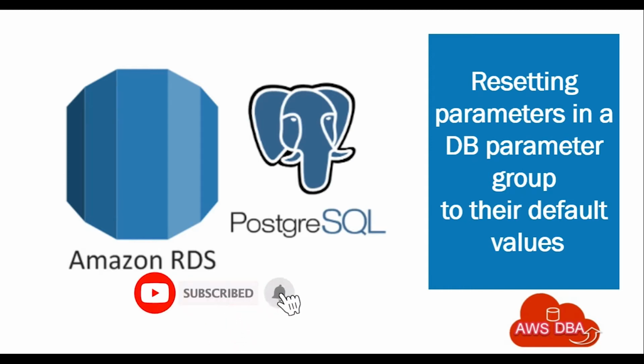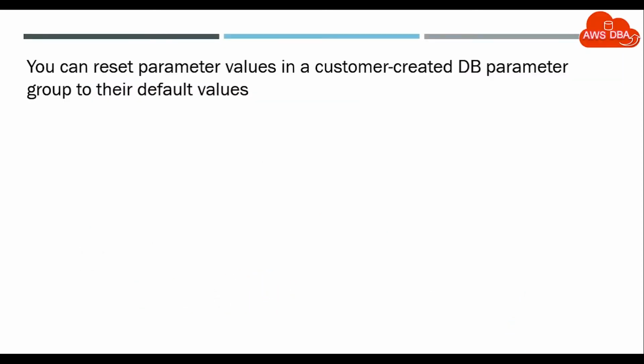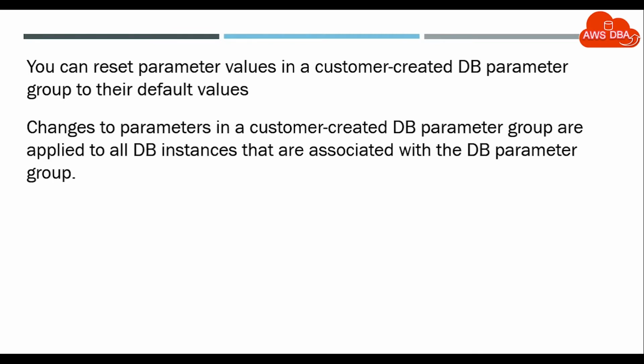In this session, we are going to see how we can reset parameters in a DB parameter group to their default values. You can reset parameter values in a customer created DB parameter group to their default values. If you assign a single parameter group to multiple DB instances, then if you change the parameter values, it will apply to all DB instances that are associated with the DB parameter group.